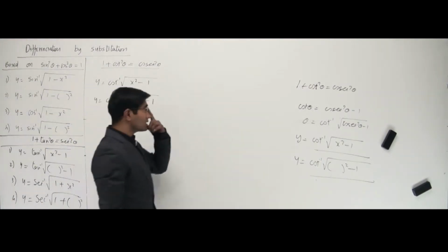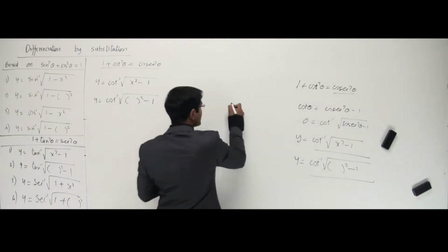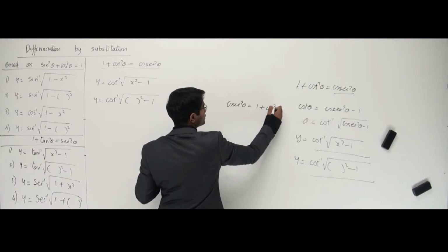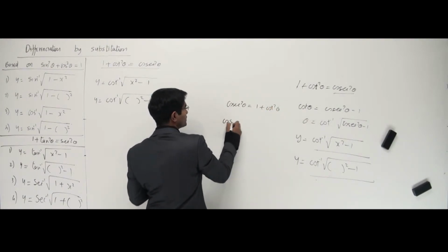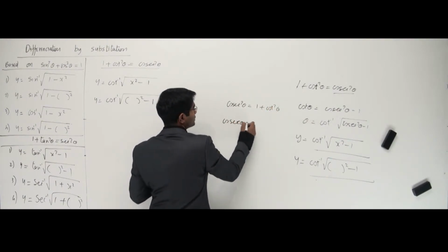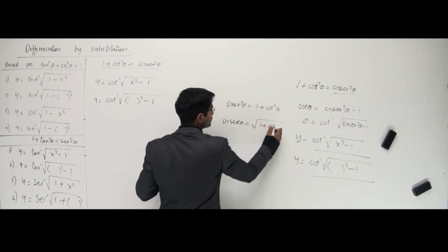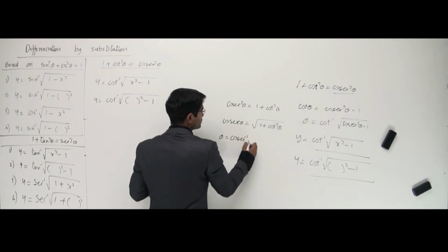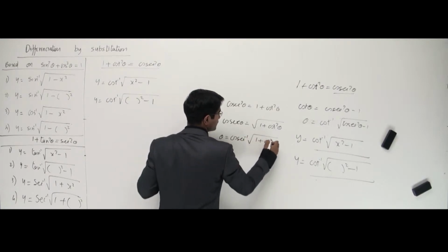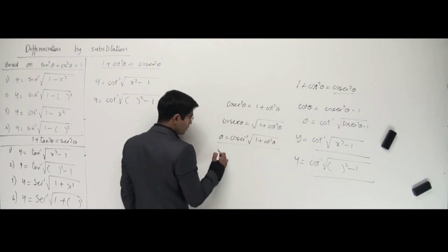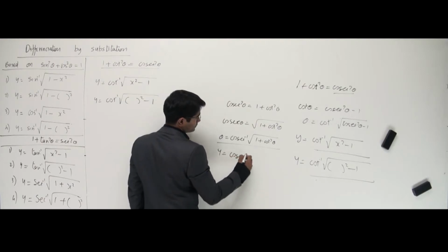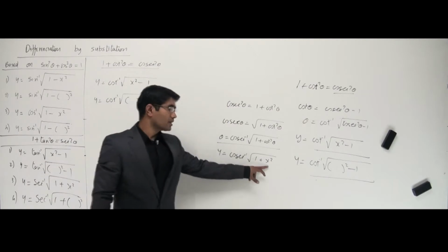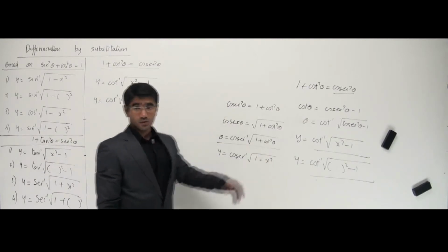Now if I separate cosecant squared here, I can just write cosecant squared theta is 1 plus cot squared theta. Based on this, I can write cosecant theta is root of 1 plus cot squared theta, or theta is cosecant inverse of root of 1 plus cot squared theta. So they can ask questions like y is equal to cosecant inverse of root of 1 plus x squared, right? So here x would become cot theta, the substitution part.